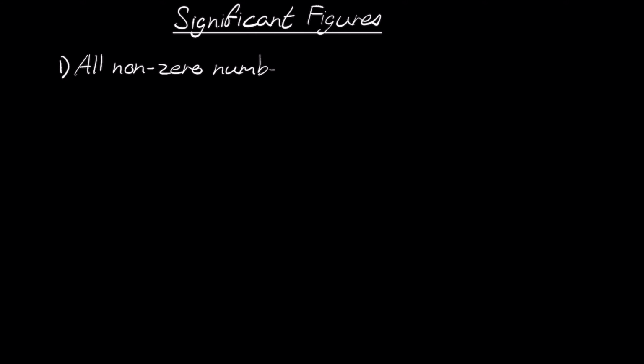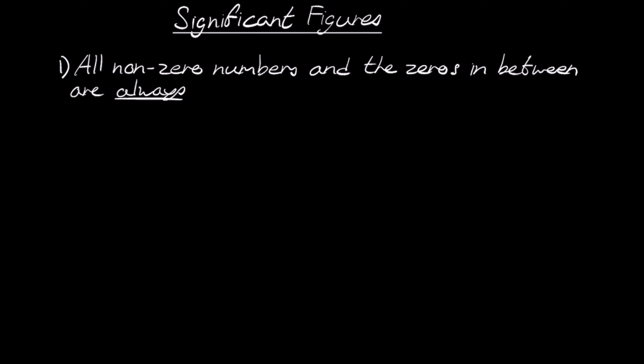The first rule in determining the number of sig-figs is that all non-zero numbers, numbers 1 through 9, and any zeros in between non-zero numbers are always going to be significant. Now say your teacher asks you how many sig-figs are in the number 304. What would you say? If you said 3, that's correct. The 3 and the 4 are both significant because they're non-zero numbers, and the 0 in between them is significant because it's in between them.